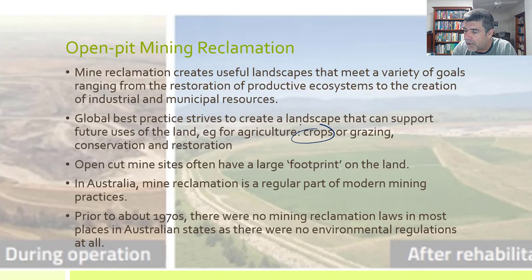This is often for cropping, for grazing livestock. Sometimes it's about conservation, and other times it's actually about trying to restore the natural environment. So, looking at the natural, some attempt to try and return the land back to its natural form. So these are all, I guess, different goals of the process of reclamation.